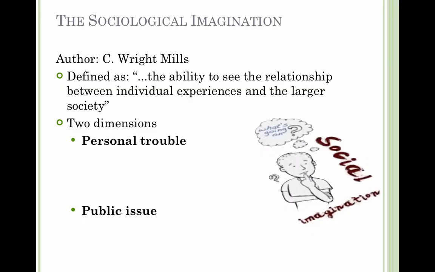I want to introduce to you the sociological imagination as a topic to explore and to be aware of while we look at family and family sociology. The concept was introduced by Charles Wright Mills, and he defined it as the ability to see the relationship between individual experience and the larger society. He divided it into two dimensions: personal troubles and public issues. Personal troubles are the private troubles that you and I and our network of friends might have on a regular basis, our own shortcomings or our own issues that we deal with on a day-to-day basis.